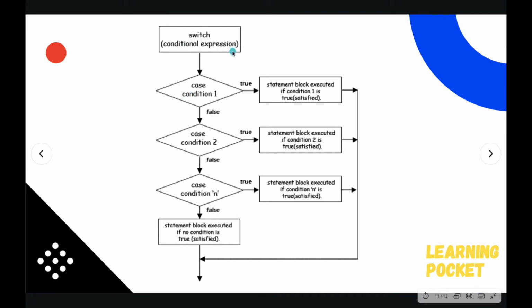Here is the conditional expression, and then it checks for case 1 whether the constant given in case 1 matches the result of the expression or not. If it is true, the statement of that case gets executed, and after that the program ends. If not, it will check the second one, then the third, and then n number of cases, and after that it goes for default if no case gets matched.